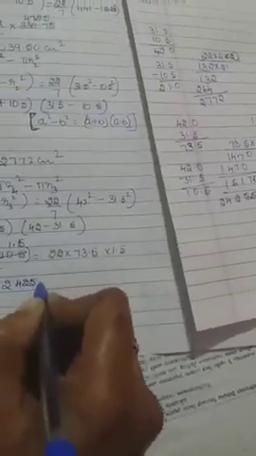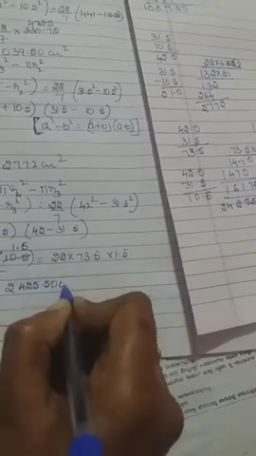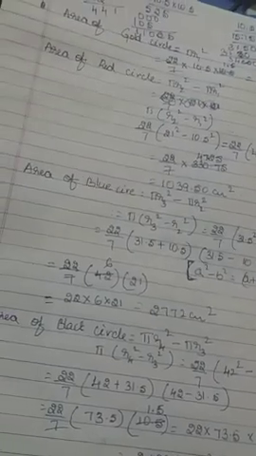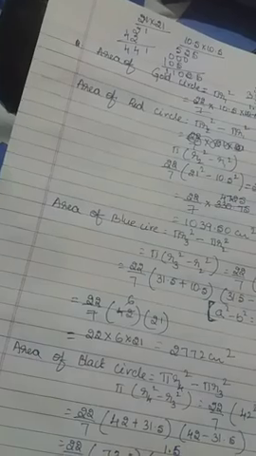Finally, 2425.50 centimeter square. This is the area of the black circle. Let's calculate the last one, that is the area of which circle? The area of the blue circle, white circle. The last one, it is the area of the white circle, which is having a radius 5.